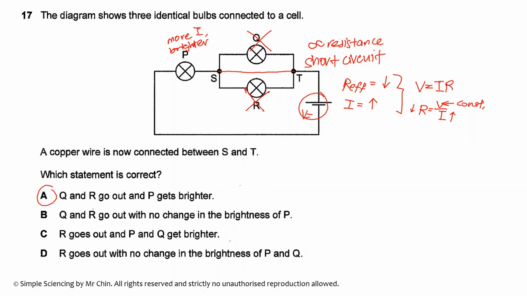So A is correct. B is wrong because the brightness of P will actually change. I've told you that there is more current flowing through this circuit, hence P will be brighter. For the other options, they are obviously wrong.